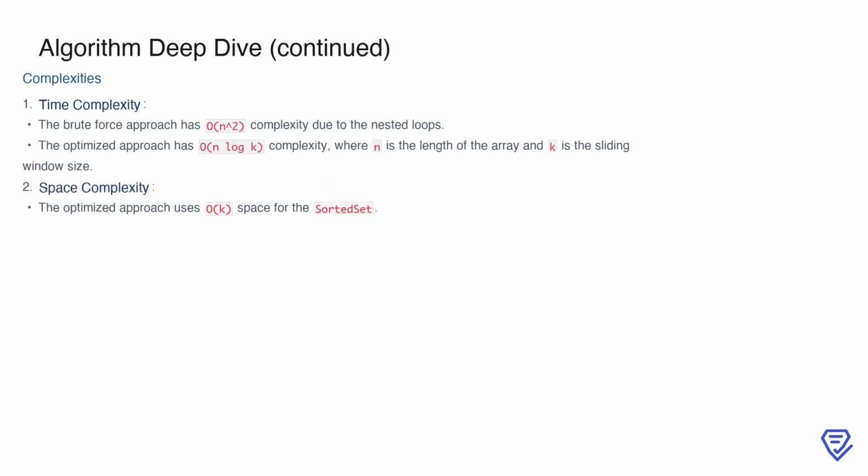Let's analyze the complexities of the two approaches. The brute force method has a time complexity of n² because it involves two nested loops to check all possible pairs. The optimized approach, on the other hand, has a time complexity of n log k. Here, n is the length of the array, and k is the size of the sliding window. The logarithmic factor comes from the operations on the sorted set, such as insertion, deletion, and range queries. For space complexity, the optimized approach uses k space to store the elements in the sorted set, as the size of the sliding window is limited to k. This makes the optimized solution far more scalable for large arrays.